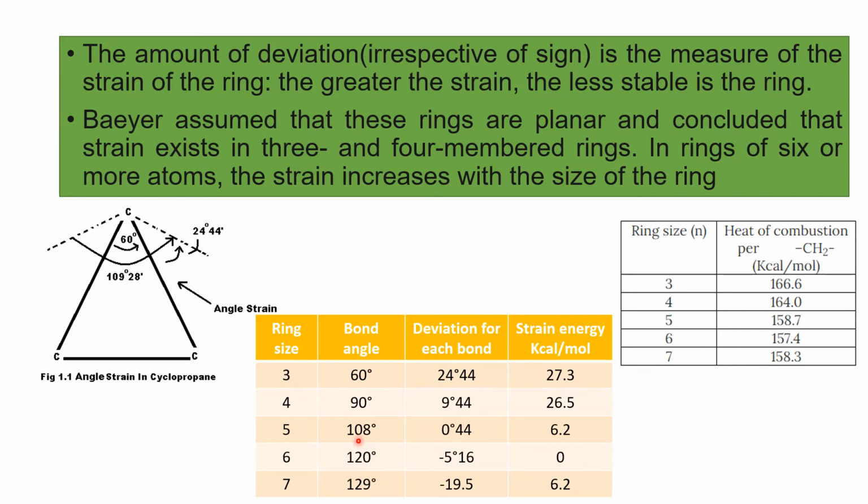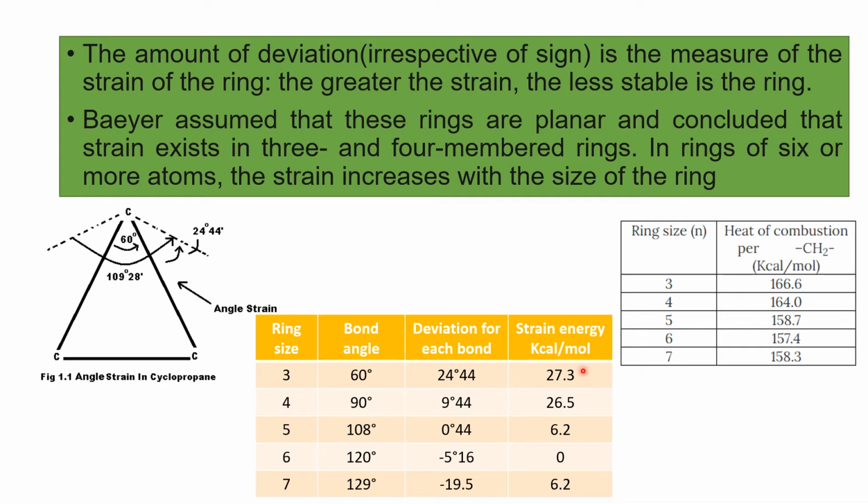Now, when you draw cyclohexane looking like benzene, the bond angle is 120 degrees. So Baeyer predicted that cyclohexane should have a strain of -5 degrees. Minus sign because this time the bond angle is more than the normal bond angle. So when you subtract 120 from 109, it becomes -5. In the case of cycloheptane, the strain is even more, as Baeyer predicted. So for each bond, it comes to -19.